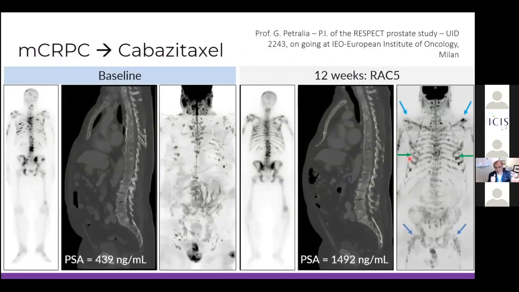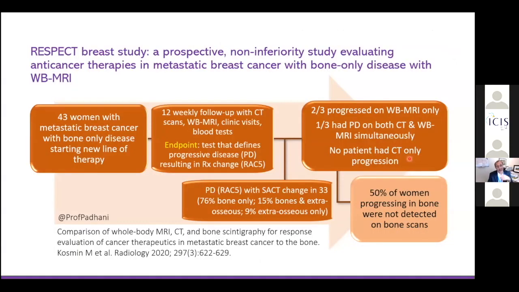So here's a man. You can see how the bone scan is stable, but the whole body MRI is clearly showing new deposits and progression. So this is response assessment category 5. The patient is progressing. Don't believe the bone scans. And in fact, this completely mirrors what we found in breast cancer also.